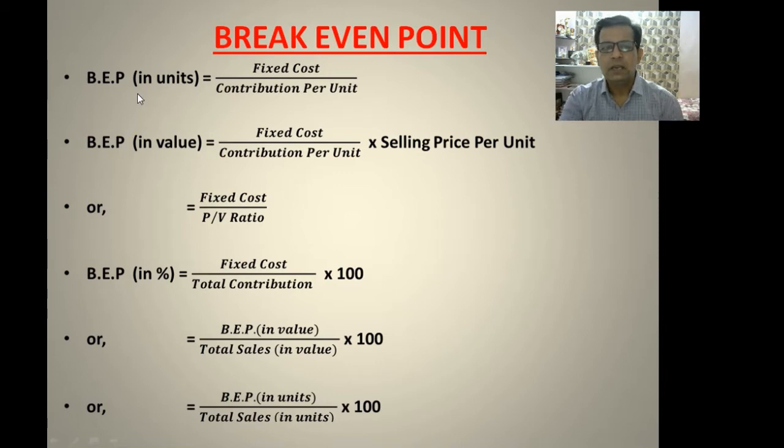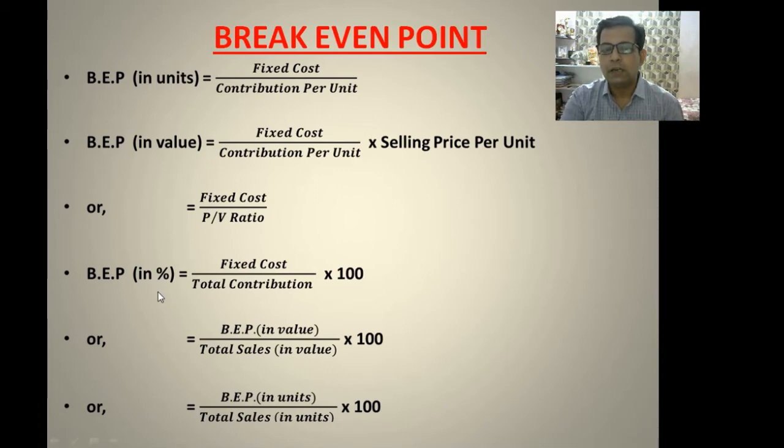Now look at this. If I want my BEP in units, it is fixed cost divided by contribution per unit. Same thing, if I want my BEP in value, I can calculate it in two ways. One, I use the same formula to get my BEP in units and then multiply it by selling price per unit. Another smart way, simply fixed cost divided by PV ratio, that's it. If you want an answer in rupees or value, you just have to divide it by PV ratio. This is how to calculate BEP in units or value, that is rupees.